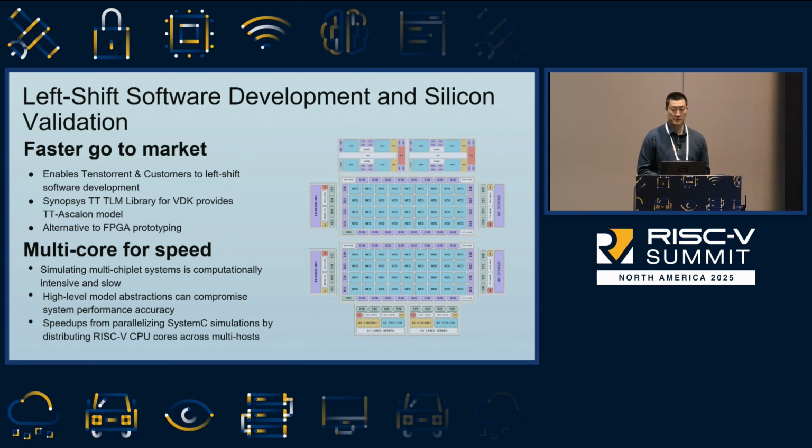Simulating multi-chiplet systems, particularly for long-running workloads, can be computationally intensive and slow. While higher-level modeling abstractions can improve simulation speed, they may compromise overall system performance accuracy. The Synopsys Virtualizer multi-core solution directly addresses this challenge by parallelizing SystemC simulations, automatically distributing simulated RISC-V CPU cores across multiple host CPUs to achieve significant simulation speedups.